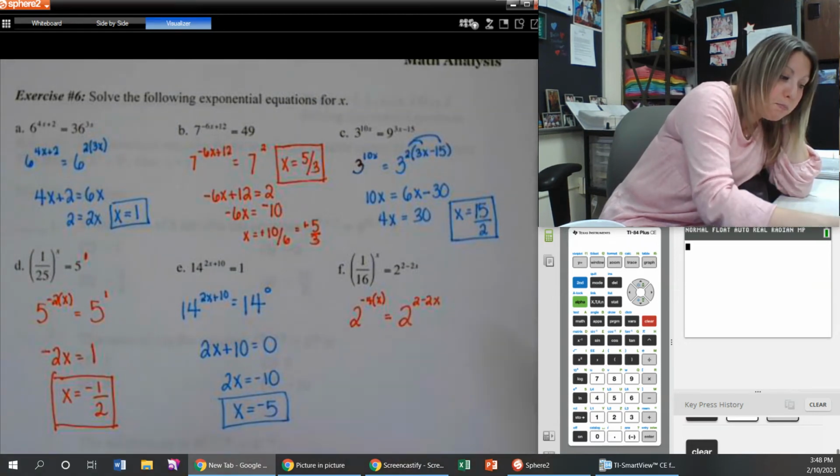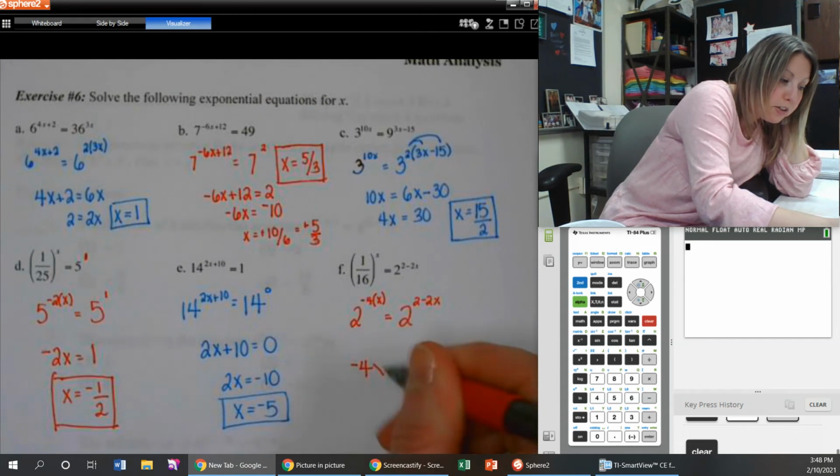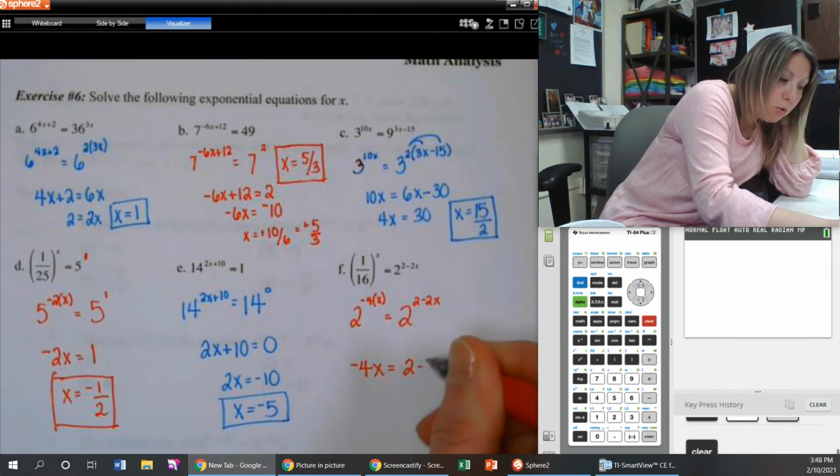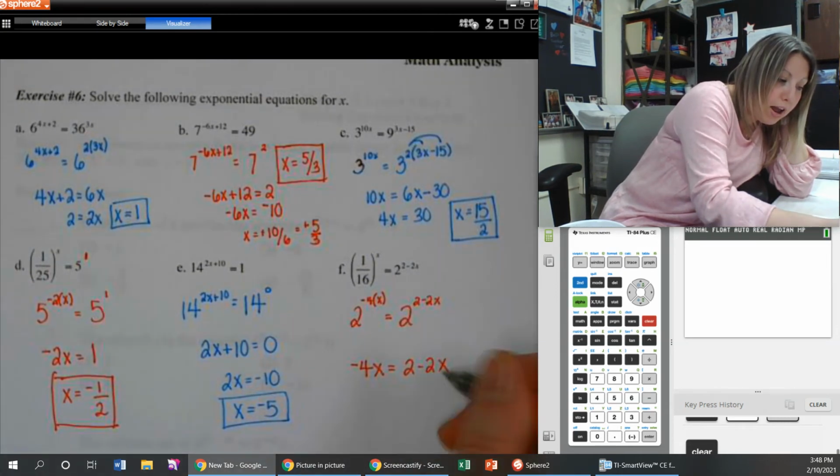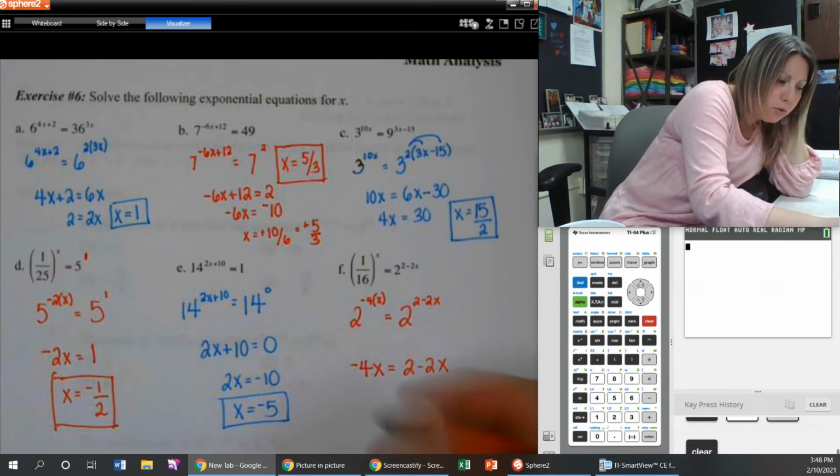Now that we've got the same base, the exponents can be set equal to each other, and that's what we'll solve. So I'll just add 2x over here. So I get negative 2x equals 2. Divide both sides by negative 2, x equals negative 1.